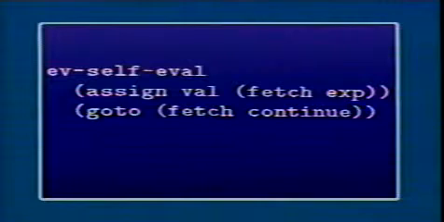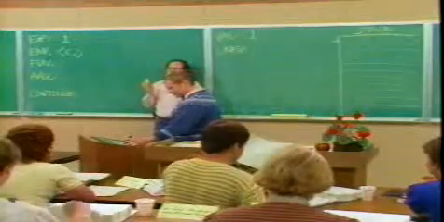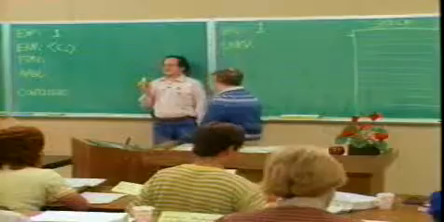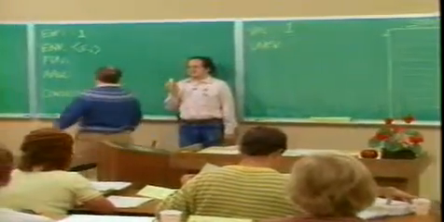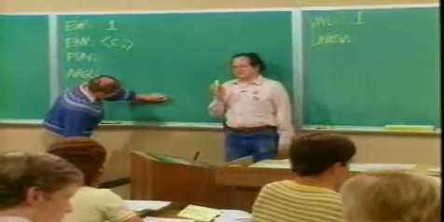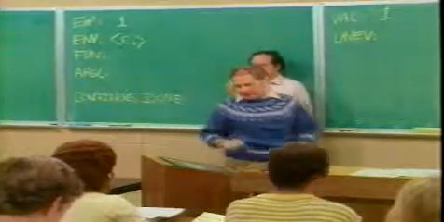Ev self-eval says, fine, assign to val whatever's in the expression unit. Okay. And I have a bug, because what I didn't do when I initialized this machine is also say what's supposed to happen when it's done. So I should have started out the machine with done being in the continue register. Okay? So we assign to val, and now we go to fetch of continue. And now the machine's done.